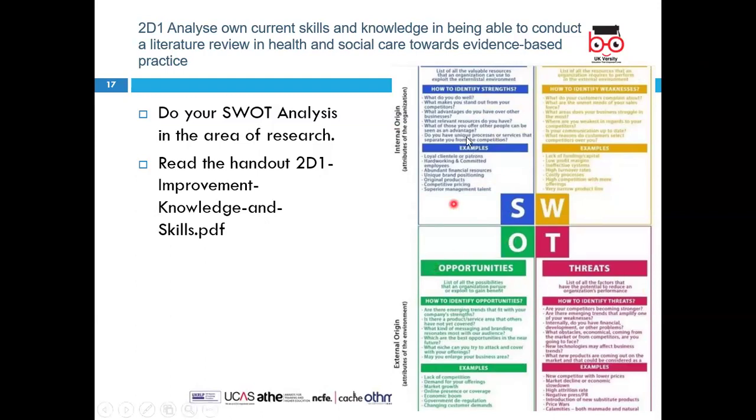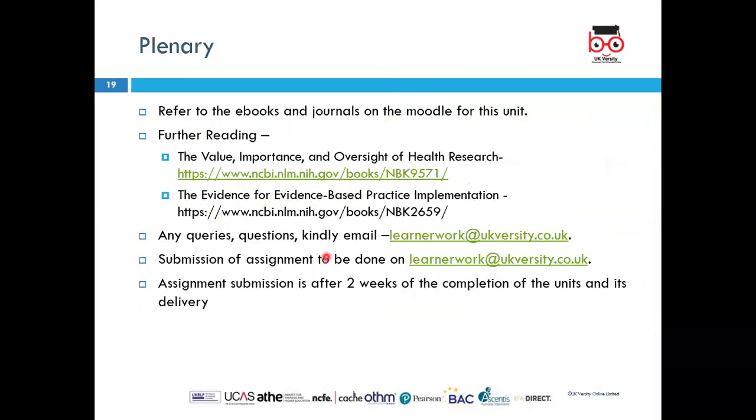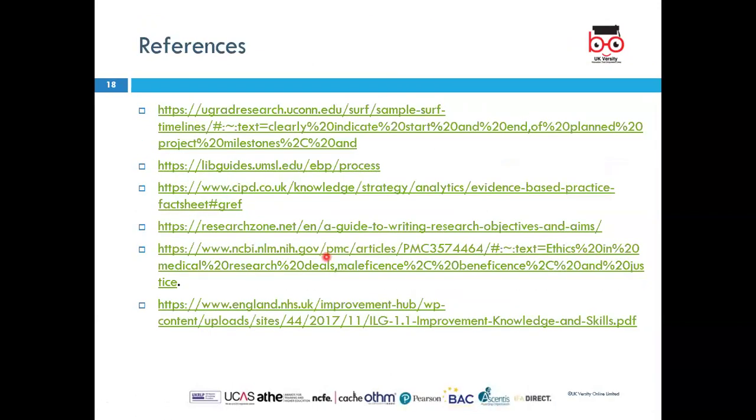So what are the strengths that you have, and what are the weaknesses that you have? You can give different examples. What are the opportunities that you have in hand, and what are the threats to your research? You can think of those. These are the references if you want to read them. The resources will be shared with you on Monday.